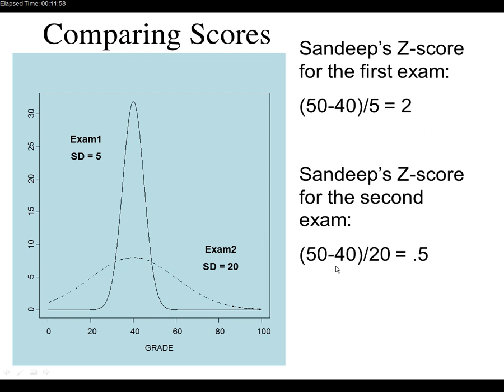All right. So Sandeep's Z-score for the first exam, 50 minus 40 divided by 5 equals 2, as opposed to Sandeep's Z-score for the second exam, 50 minus 40 divided by 20 equals 0.5.